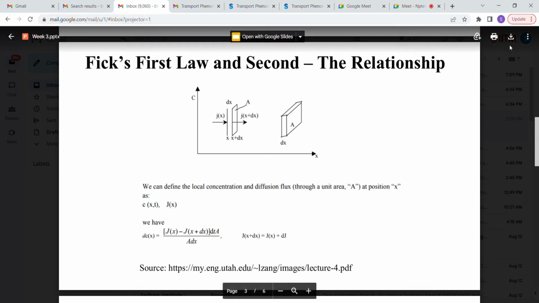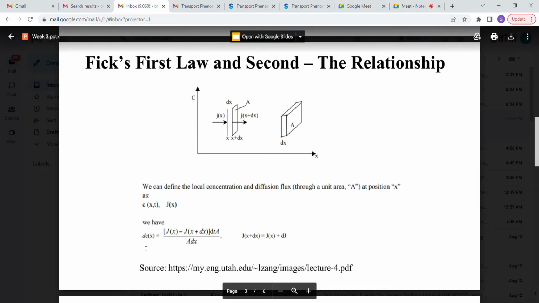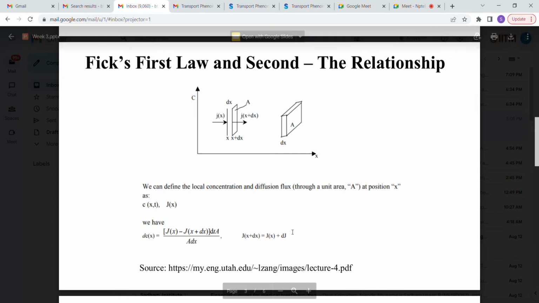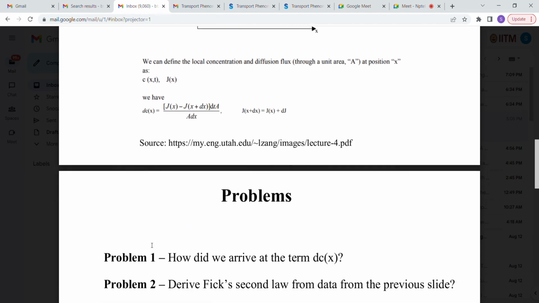So any idea, guys, how to go about this? Basically, we know that J of x plus dx is equal to J of x plus dJ. We have to substitute it here, and once we substitute and rearrange, this dt goes to here. So that is how the equation transforms to this.